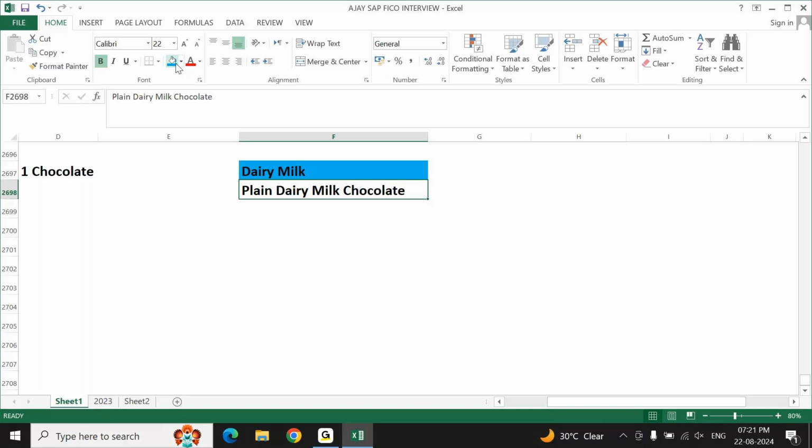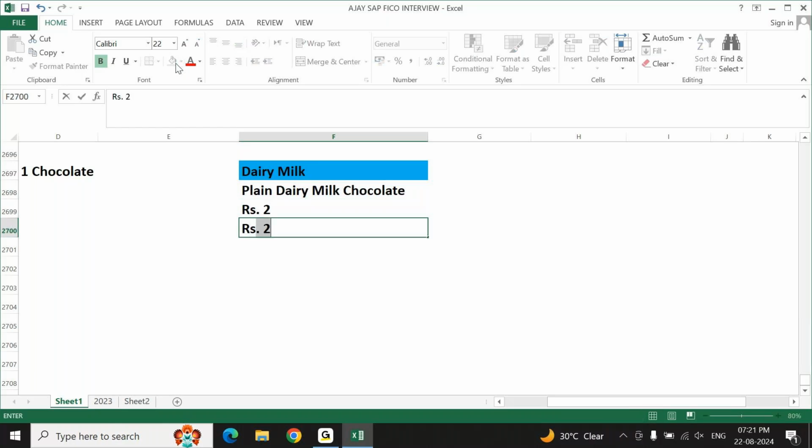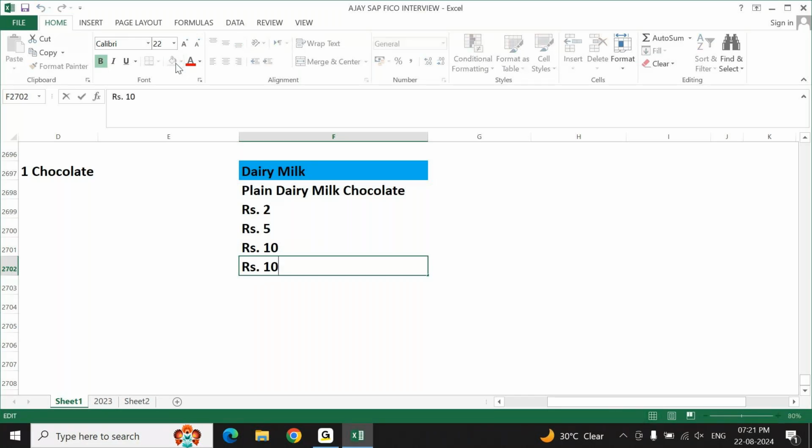Now, is it available at the same price or is the same chocolate available at different prices? Think again. Is it available at the same price or at different prices? Different prices. Can I get a Dairy Milk chocolate for 2 rupees? Can I get a Dairy Milk chocolate for 5 rupees? Can I get it for 10 rupees? Can I get it for 20 rupees? You're able to make out what I want to convey?